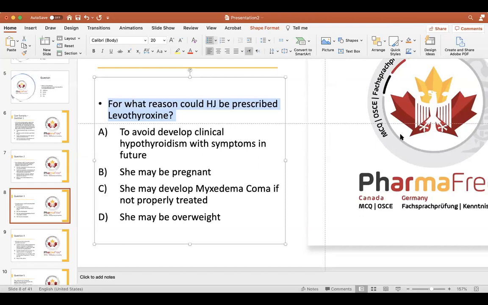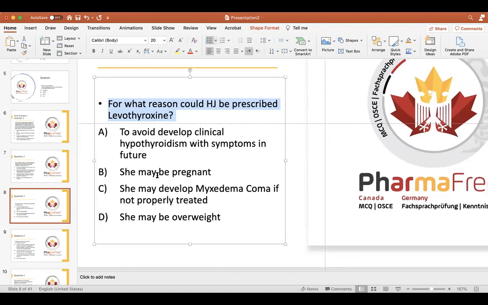Okay, so this is the end. Guys, we were talking about this question, correct? We said four situations or four conditions in which we have to treat subclinical hypothyroidism, correct? What are they, guys? What are the four conditions?